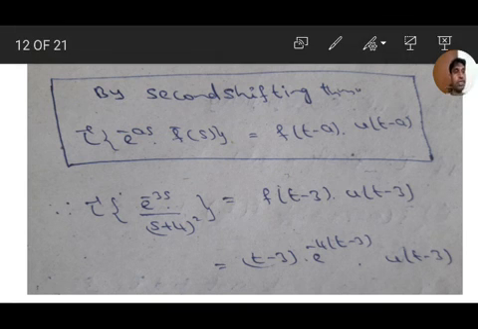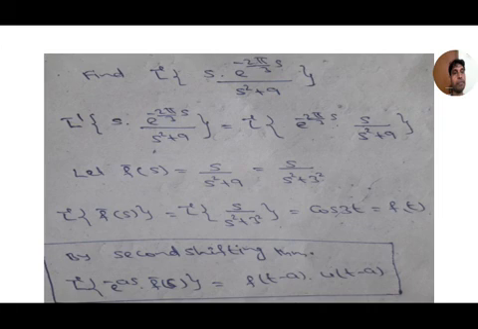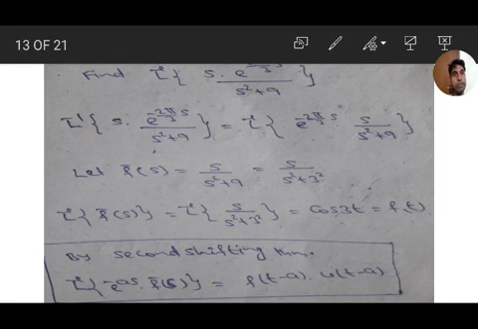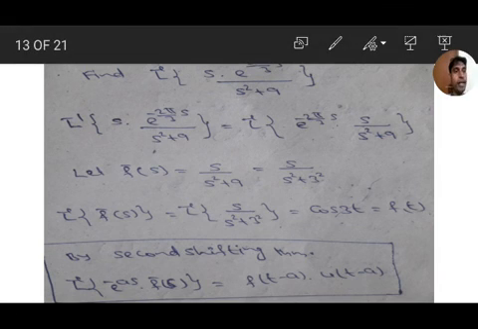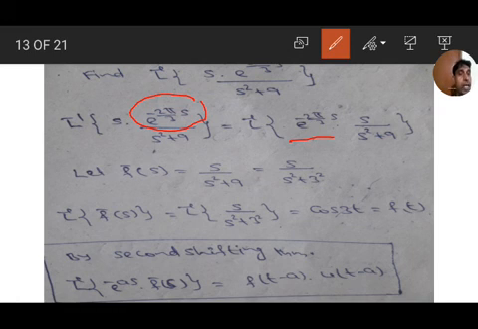The unit step function. Okay, let us move to the next problem. Find the L inverse of e to the power of minus 2 pi by 3 s into s by s square plus 9. Except this e to the power of minus 2 pi by 3 s, we have to take the remaining function as f bar s.